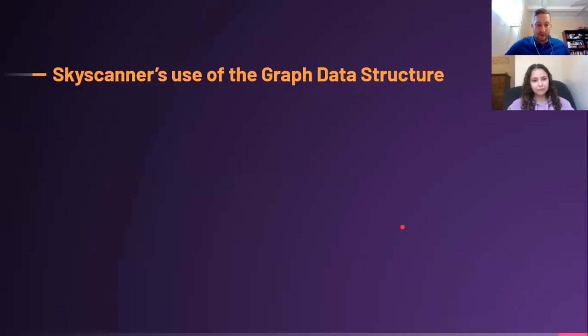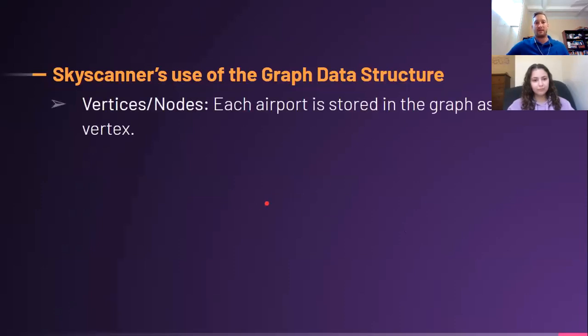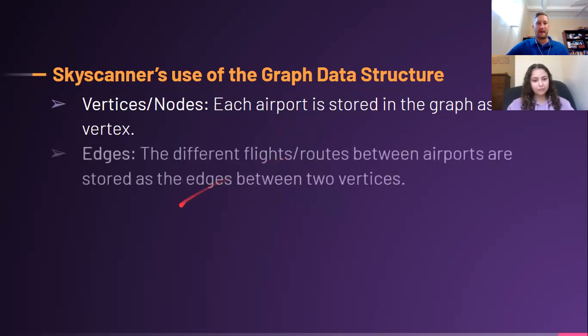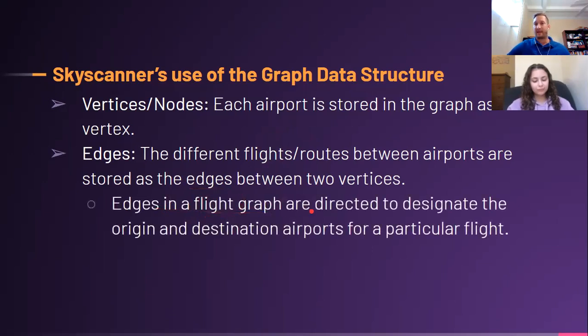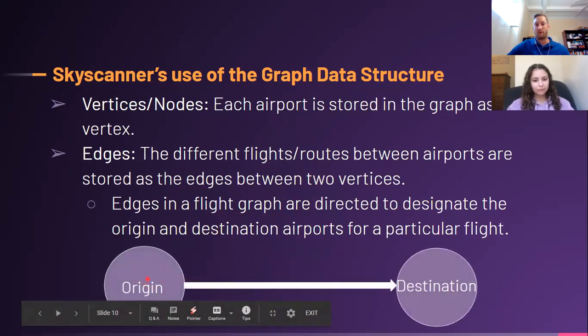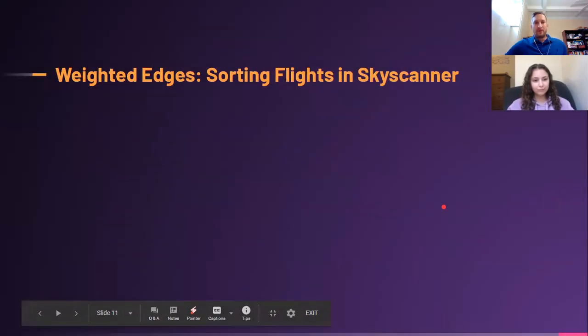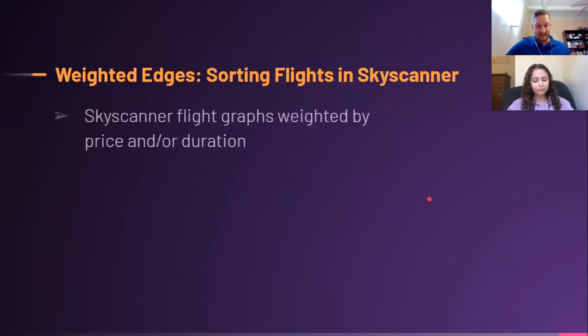Now, Skyscanner's use of the graph data structure. As Lilah explained, graphs include vertices, or nodes. In Skyscanner, each one of those is represented by an airport. The edges are the different flights, and the routes between airports are stored in the edges. The edges of the flight graph are directed in this case because that helps you know what the origin and destination airports are for a particular flight. So we know that this node is the origin and it has a directed edge to the destination node.